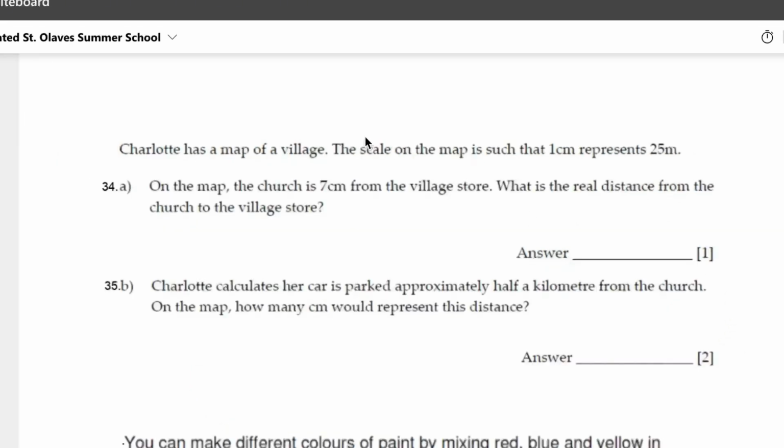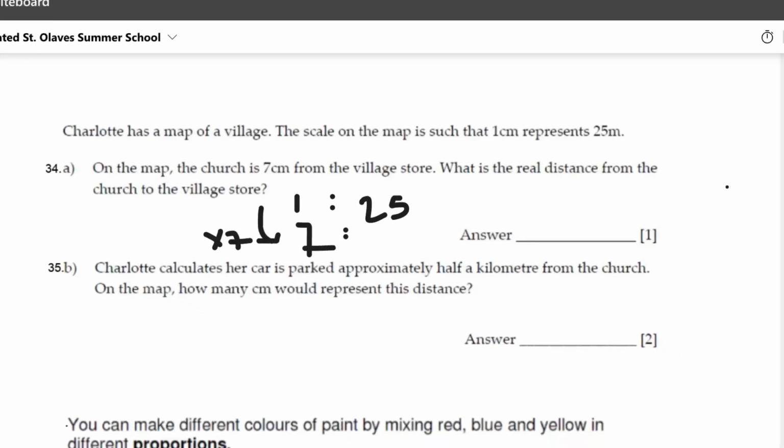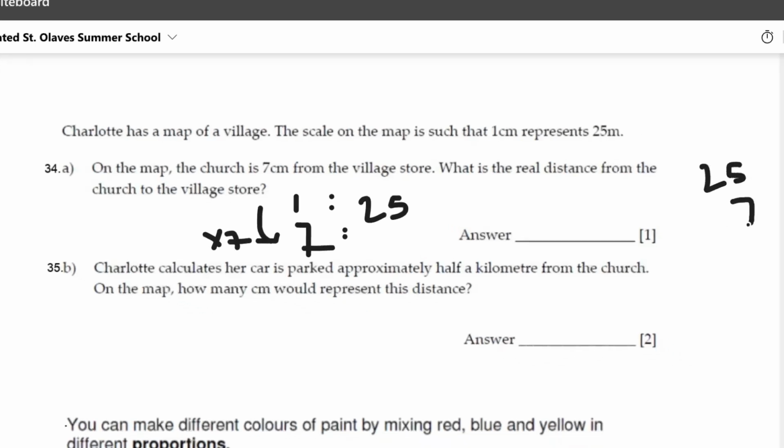So Charlotte has a map. The scale on the map is 1 to 25 meters. So we're going to do 1 centimeter to 25, and that means if we have 7 centimeters, for the real distance, we're going to multiply each number by 7. That's over here. And then let's just do that calculation on the side. 25 multiplied by 7, 7 times 5 is 35, that becomes 5, carry 3. 7 times 2 is 14, add 3 is 17, so 175. That's going to be our answer. 175, always put units, it's going to be meters.